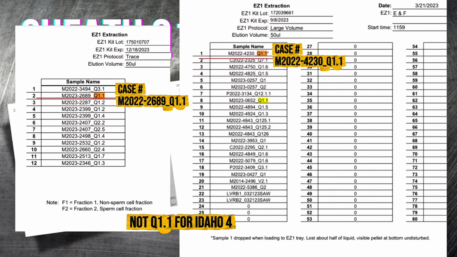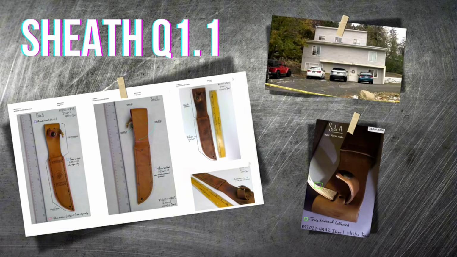The takeaway lesson here is actually a good one. Never look at the Q number by itself. Always read the full sample name, case number plus Q number, because every case has its own Q1.1. I'm leaving the original video up for general education, but this is the corrected reading of that worksheet. And I want to be clear that the error is on me, not the lab.